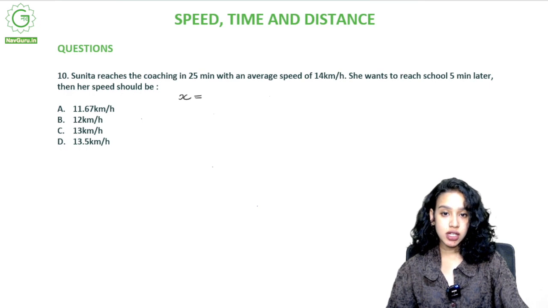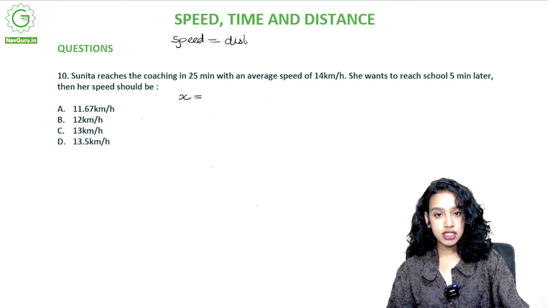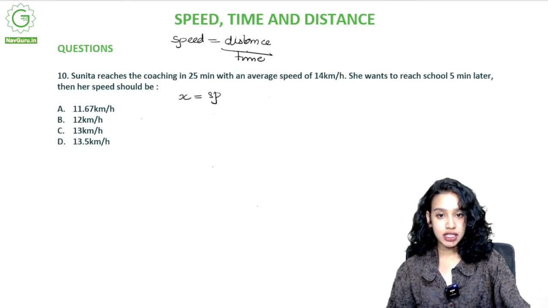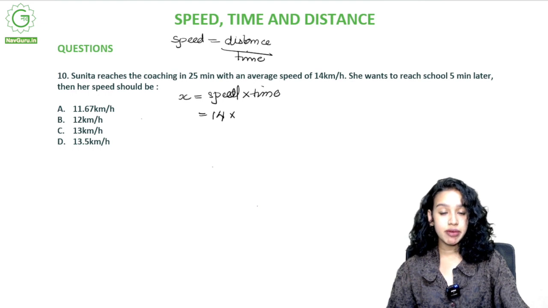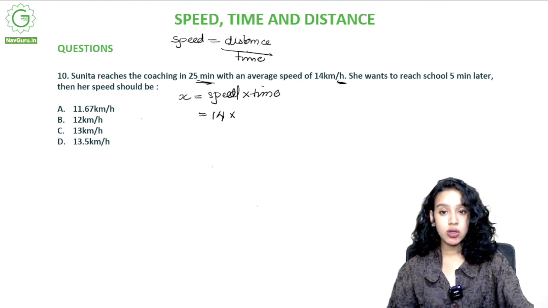So distance is equal to, we have the equation speed is equal to distance divided by time, right? So distance is equal to speed multiplied by time. Now speed is given as 14 and what is time? It's given as 25 minutes. Now we have to convert this minutes into hours.